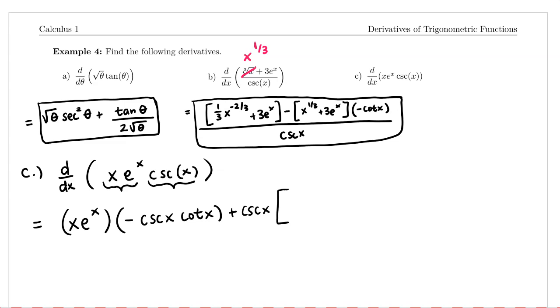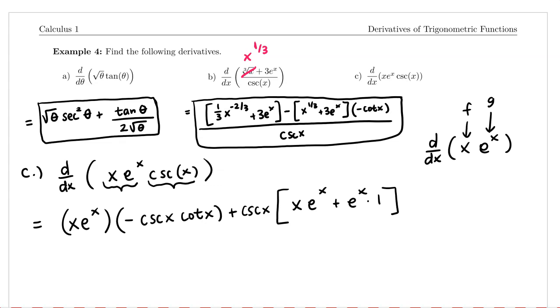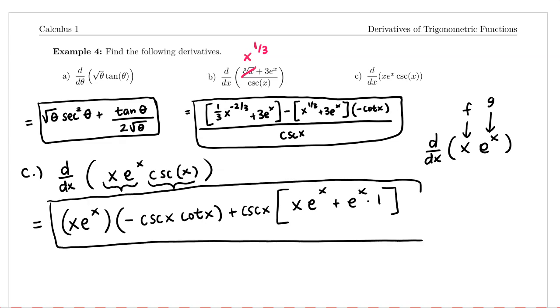So if I'm taking the derivative of x times e to the x, I can think about this as my first function and this thing as my second function. So I have first times the derivative of the second plus the second times the derivative of the first. And there we go. Again, if you'd like, you can simplify this. I'm just going to leave my answer like that. And that concludes example 4.